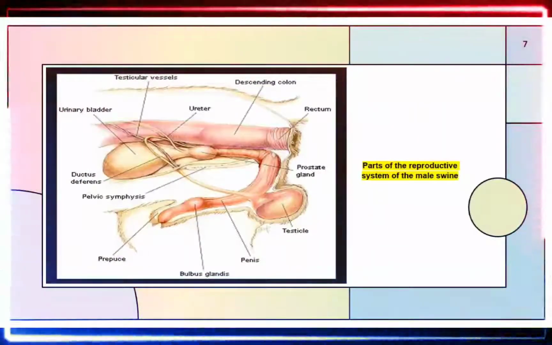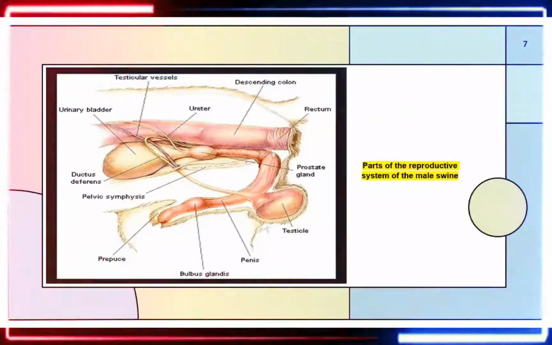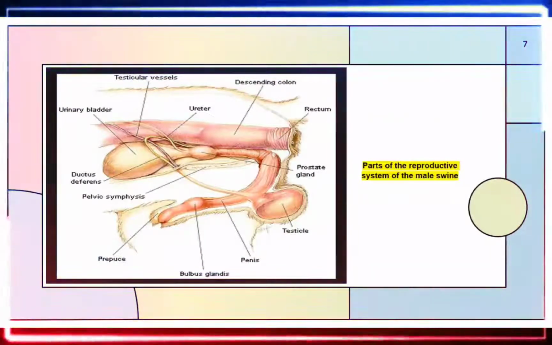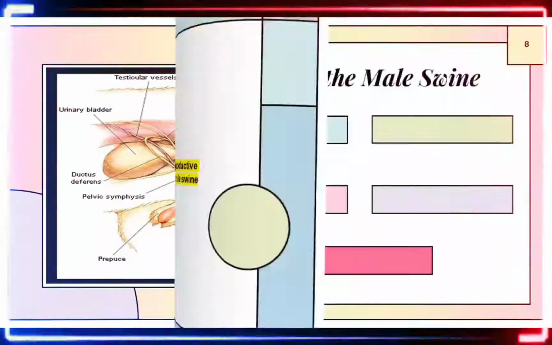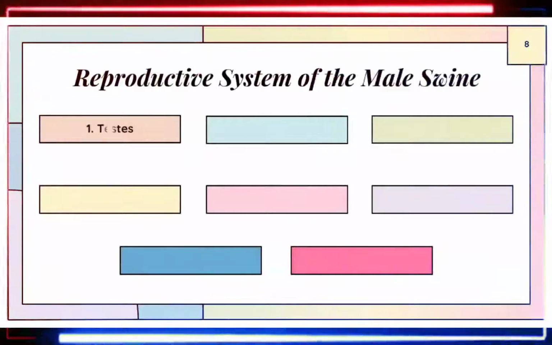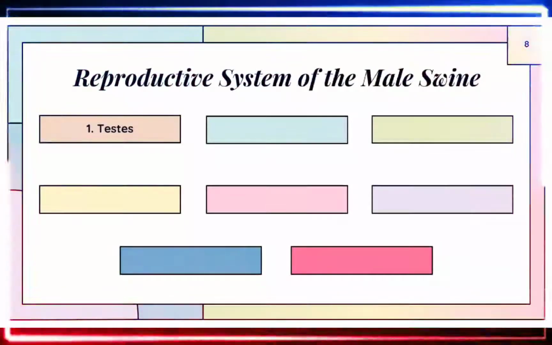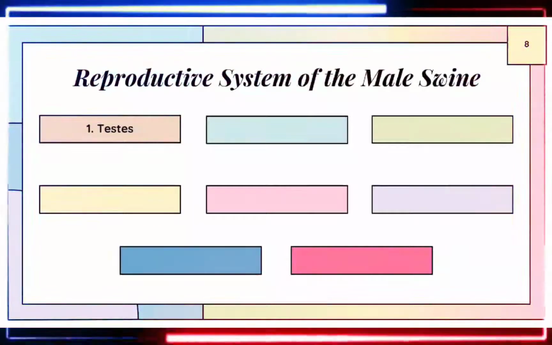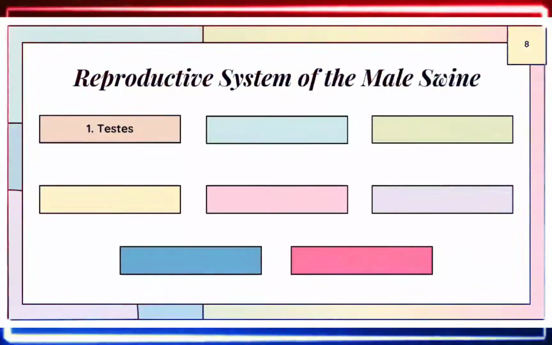Reproductive system of the male swine. The reproductive system of the male swine consists of a pair of testicles, testes, a duct system, and accessory organs. Testes. The testes, the pair of testicles, are a primary organ of the male reproductive system and are located outside the body cavity within the scrotum.